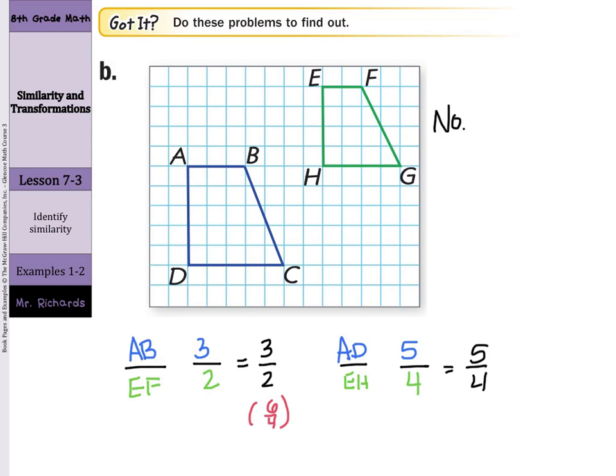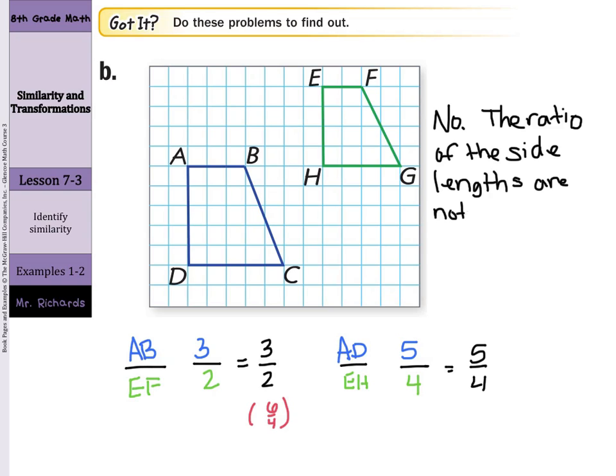And for our explanation, the ratio of the side lengths are not equal for all sides. So when the ratio of the side lengths are equal for all the sides, we have similar objects. When the ratio of the side lengths are not equal for all sides, we do not.